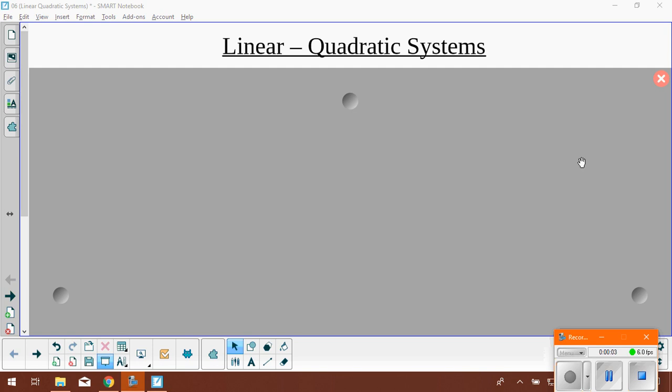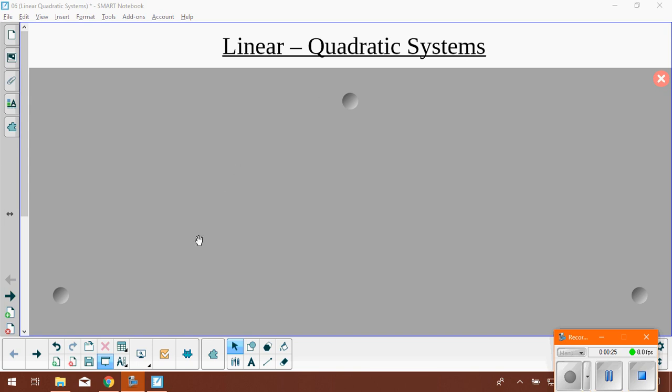Good afternoon, everyone. Today we're going to be talking about solving linear quadratic systems. So basically where a line and a quadratic or parabola would intersect. Okay. And we did sort of introduce the idea a little bit of how to do this. In yesterday's note, we had one example asking where the two parabolas intersected. Okay. So same kind of idea here.